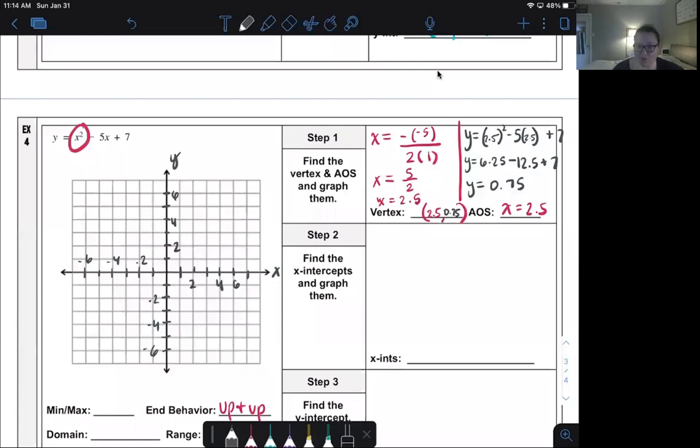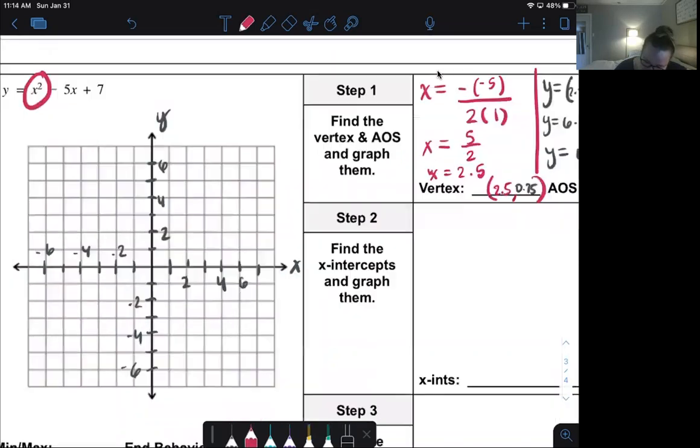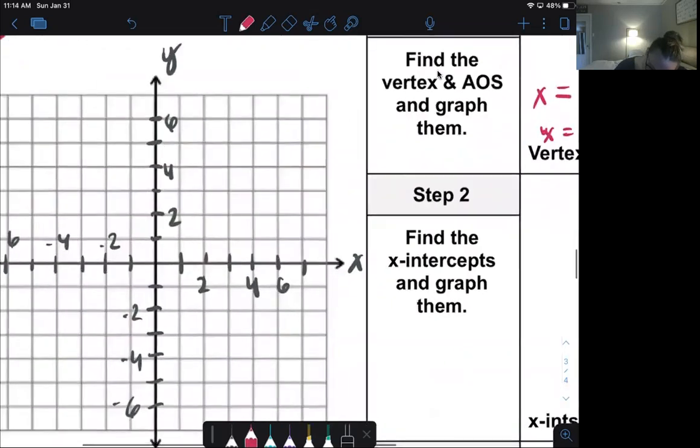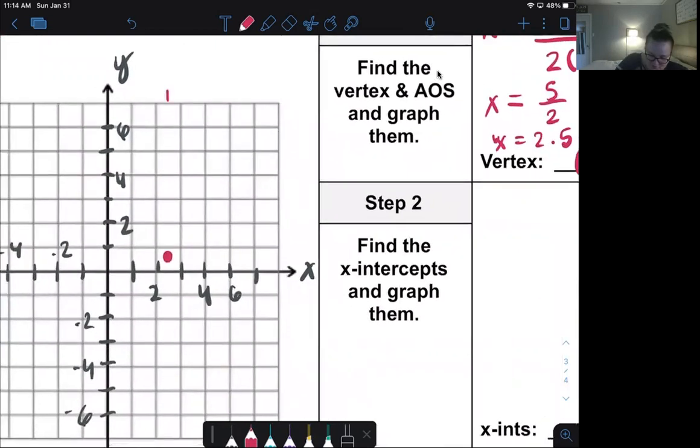Don't forget to label your graph, your x and y axes, and all of your scale. So our vertex is at (2.5, 0.75), so just under 1. And then our axis of symmetry is just that vertical line that goes through that point.